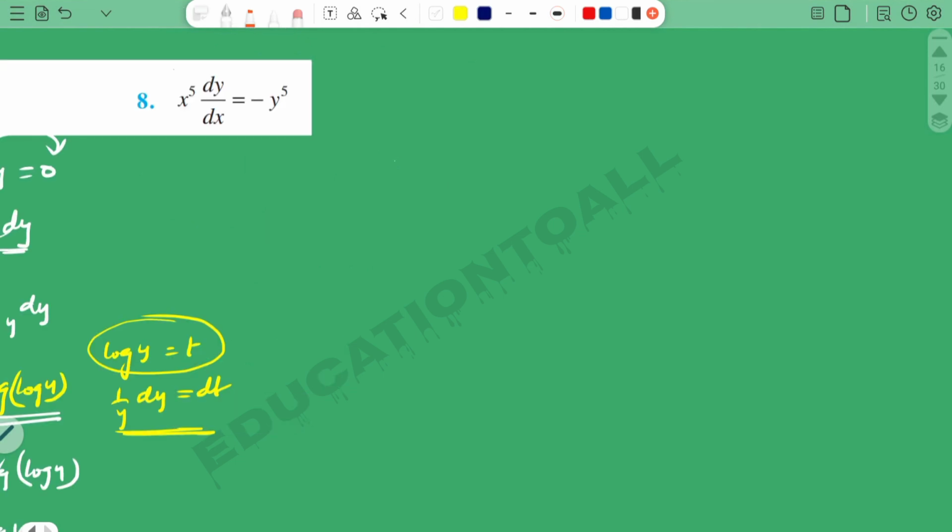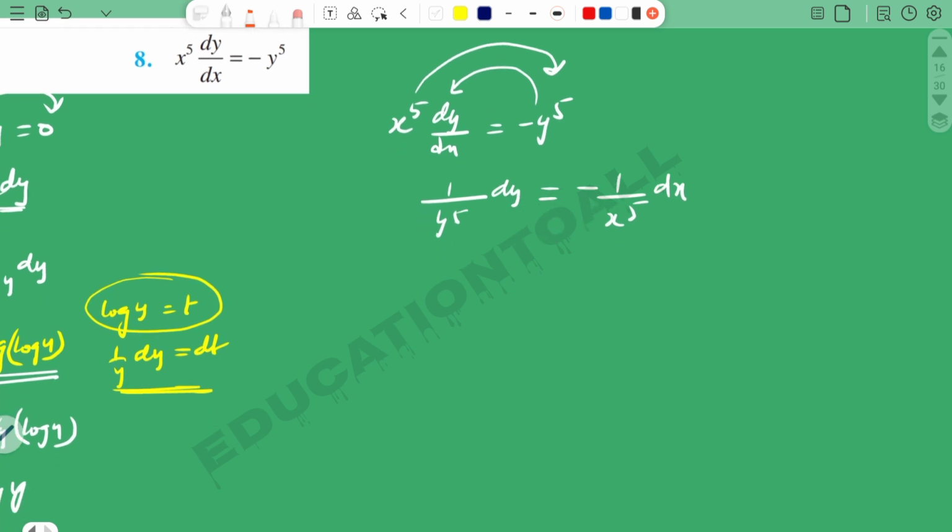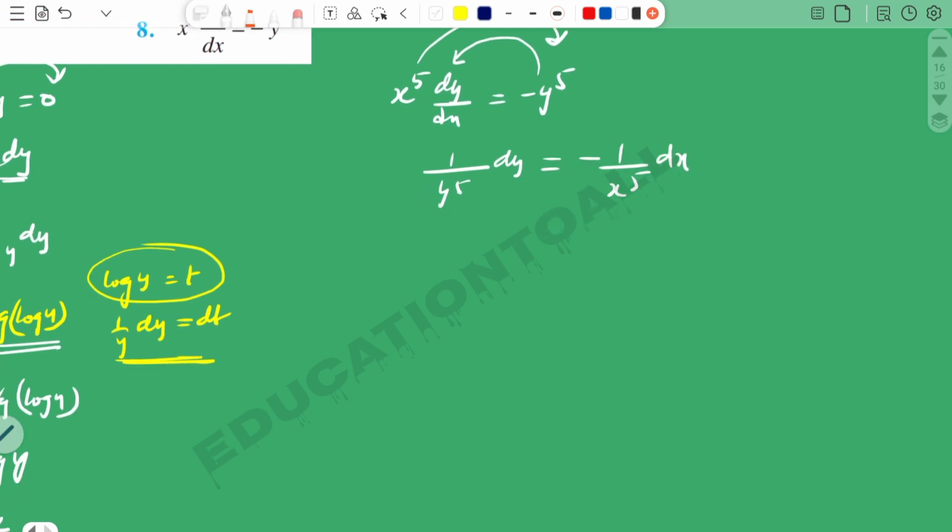Now question number 8 is given as x power 5 into dy by dx, which is equal to minus y power 5. Separating the variables, so send y to this side, x to the opposite side. Then 1 by y power 5 into dy is equal to minus 1 by x power 5 into dx. Now the variables are exactly separated, then apply the integration on both the sides. Then we can write this as integral of y power minus 5 into dy, which is equal to minus of integral x power minus 5 into dx.